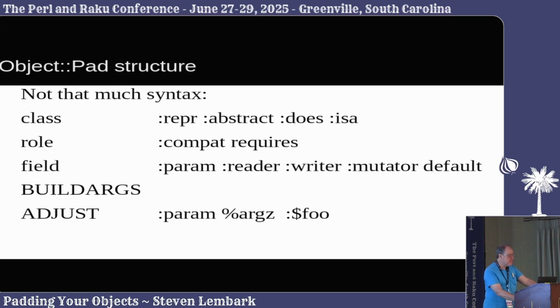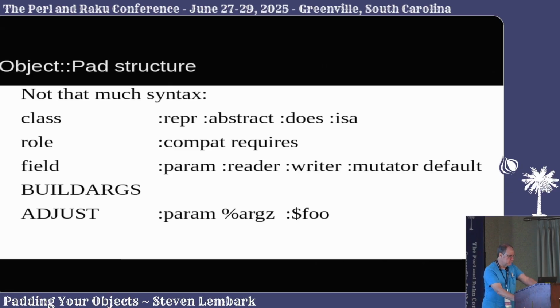There isn't that much syntax here. A class, you've got these few attributes. The ones you'll use are here, the repr. What's the internal representation? Ultimately, once you've converted everything to Object::Pad, you'll ignore it because it'll default to the most recent, the most advanced one it can find. Abstract is something you might or might not use, again, if you want an abstract class that you shouldn't create objects out of. And the does and is for inheritance and roles.